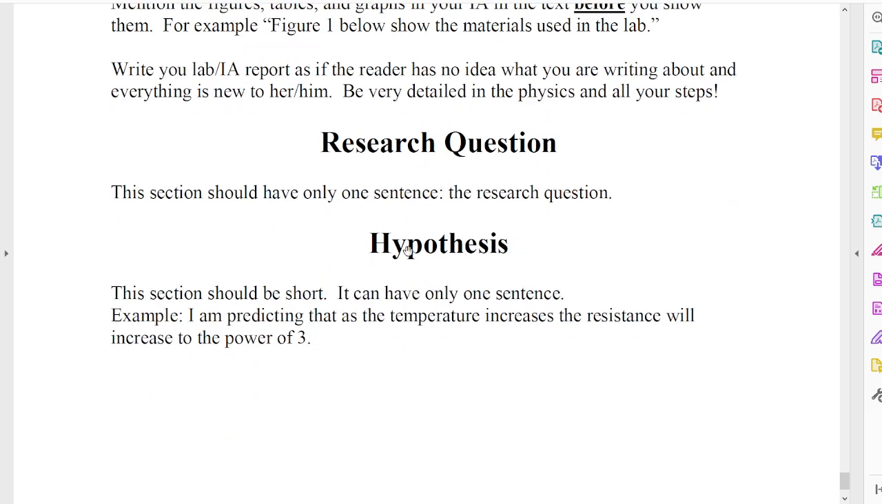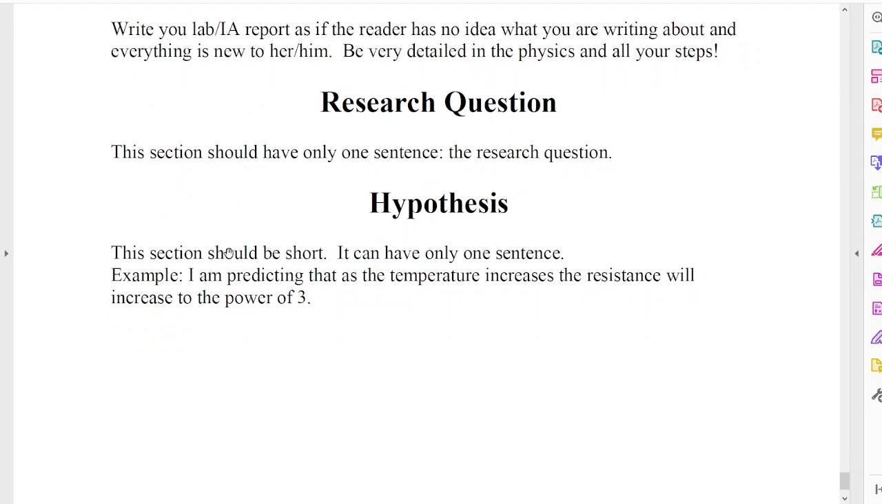Do not change this title hypothesis. Okay. This section should be short. It can have only one sentence. Here's an example. I'm predicting that as the temperature increases, the resistance will increase to the power of 3. Okay. So R is proportional to T to the 3rd power, or R equals k T to the 3rd power, where k is a non-zero constant.